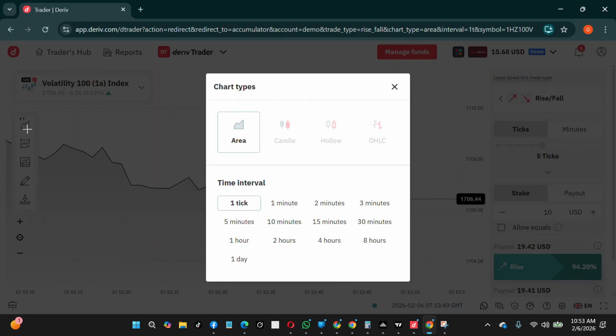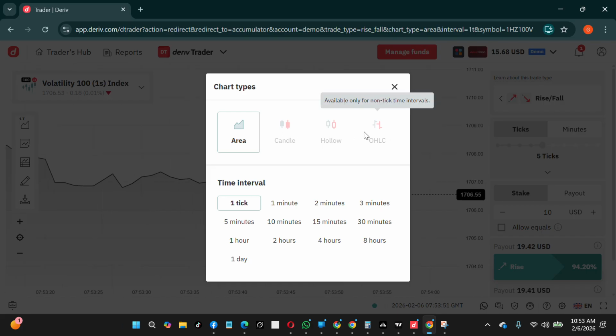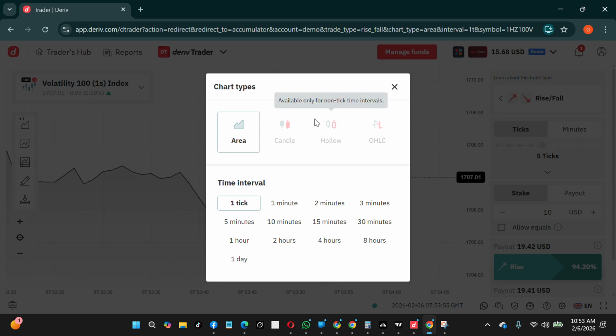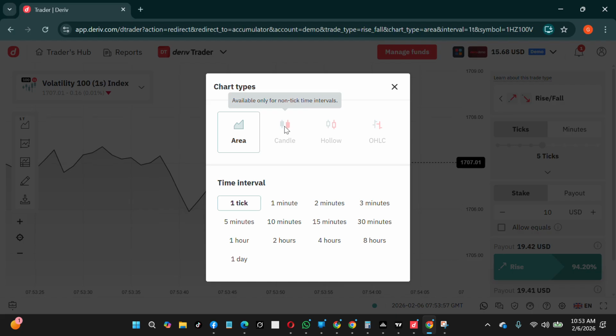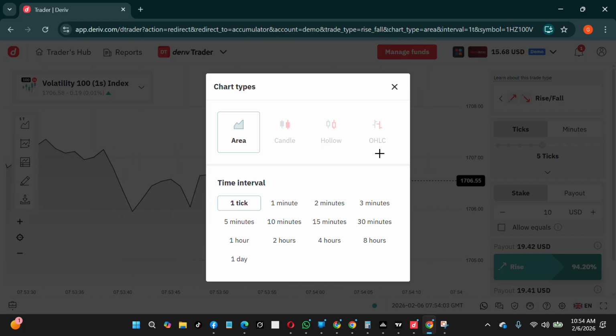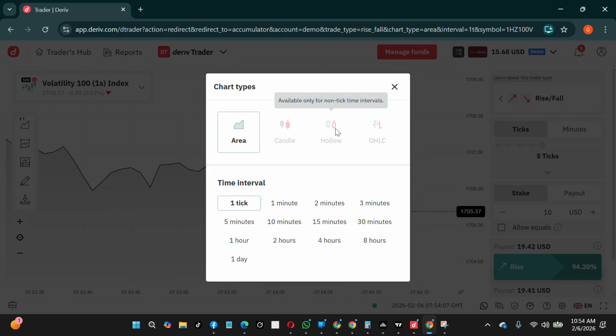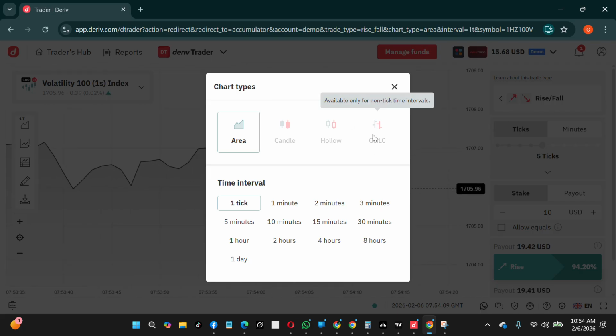The first thing you need to understand here, once I press that icon, I find this area, candlestick, hollow, and this we call the bars. When you come to this candle, you will find that it's closed. You can't select it. There is a reason as to why it does that. Once you come to the hollow, the same. Once you come to the bar, the same.